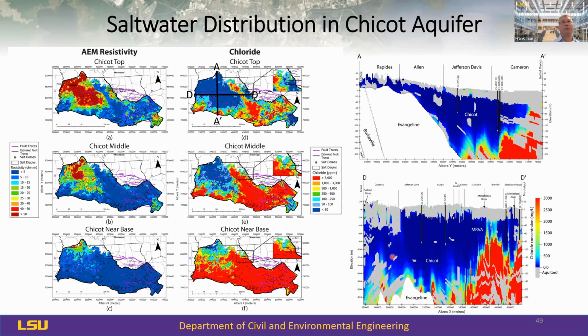And we look into the saltwater distribution in the Chicot Aquifer. You can see the red color will be high chloride concentration above 3,000 parts per million. You see the blue areas, which is basically the fresh water. And you can see the saltwater chloride, you have an upcoming of saltwater from the base of the Chicot Aquifer because of agricultural pumping to drag saltwater upward.